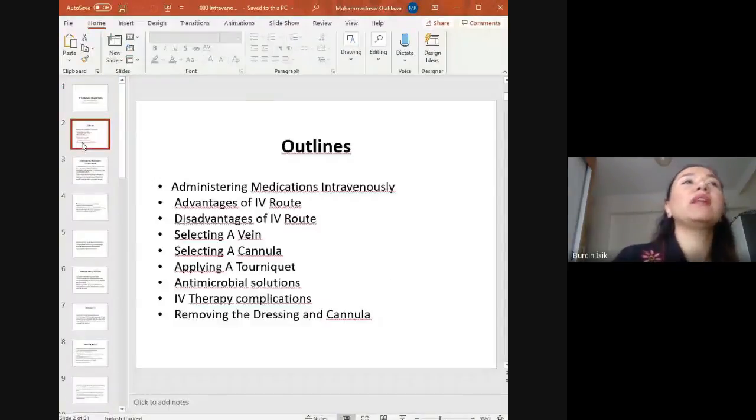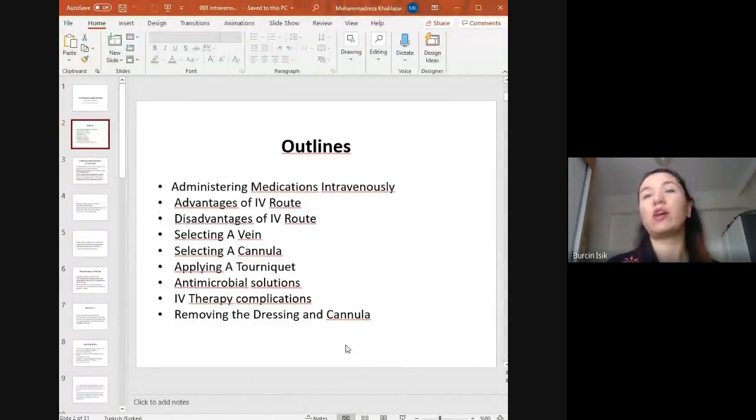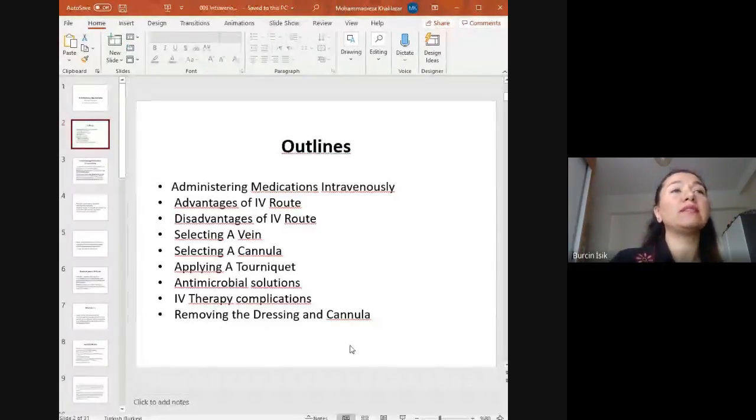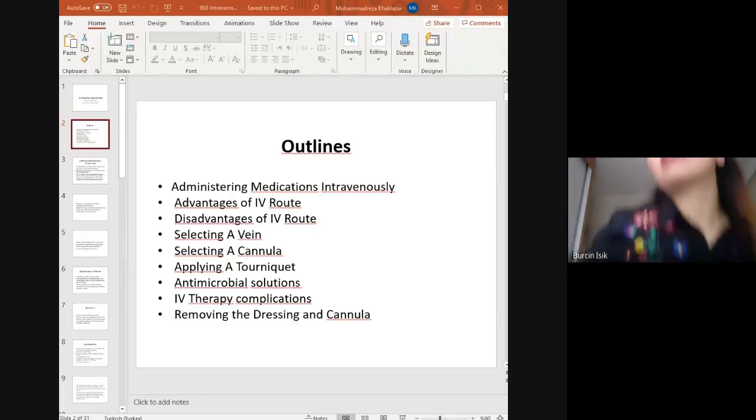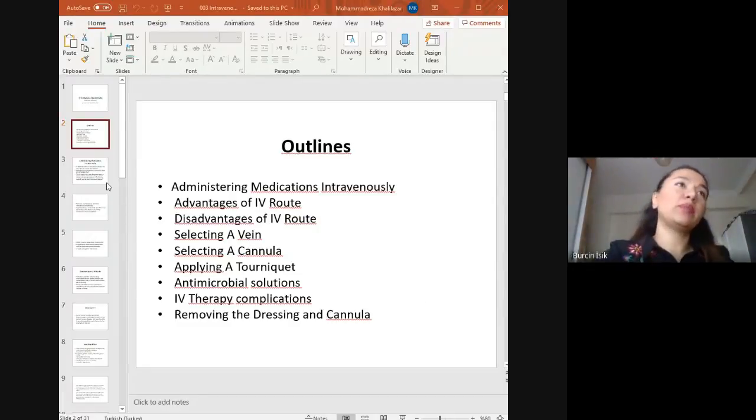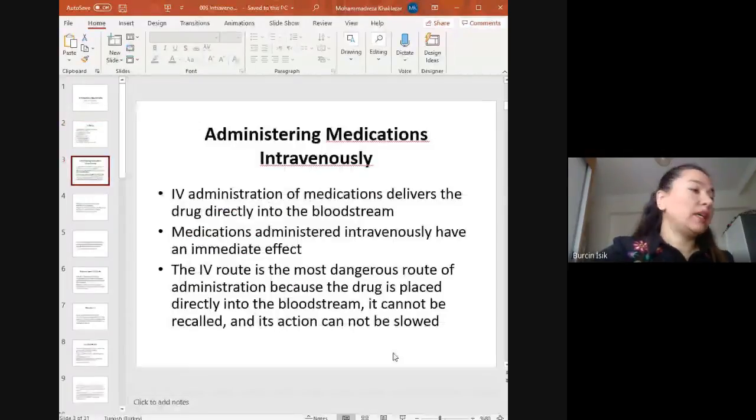The outline covers the advantages of IV, the purpose of IV injections, selecting the vein, the correct cannula, using the vein, putting on the tourniquet, complications, and removing and dressing the cannula. In this presentation, we will speak about administering medication intravenously.